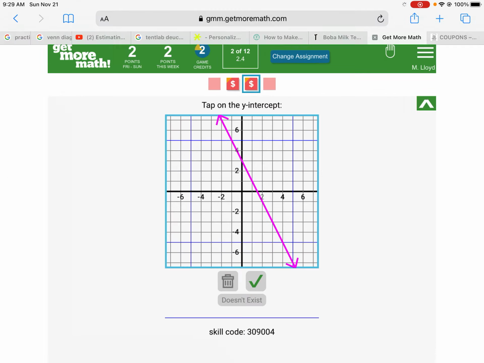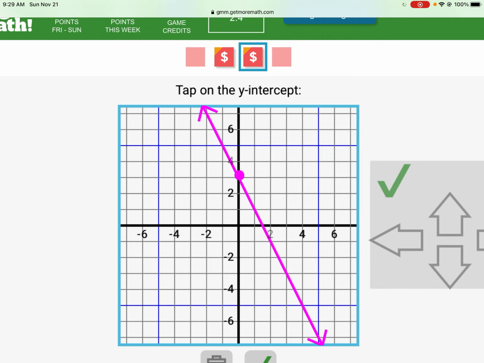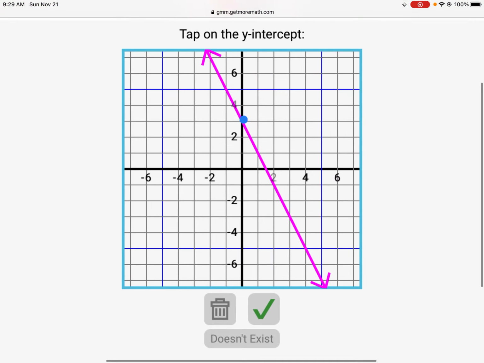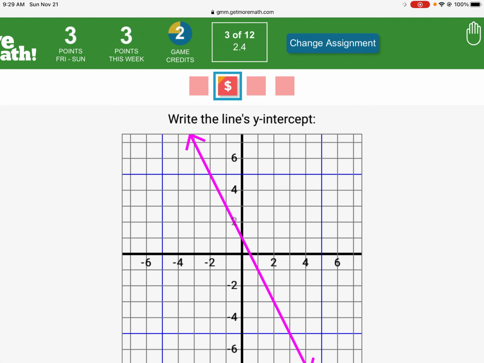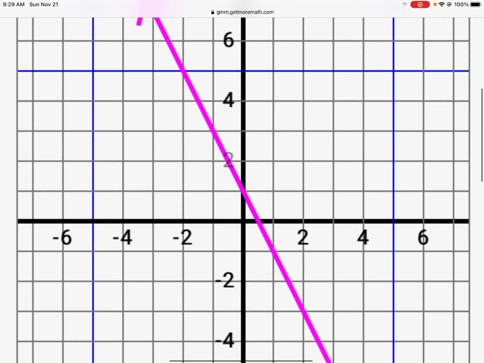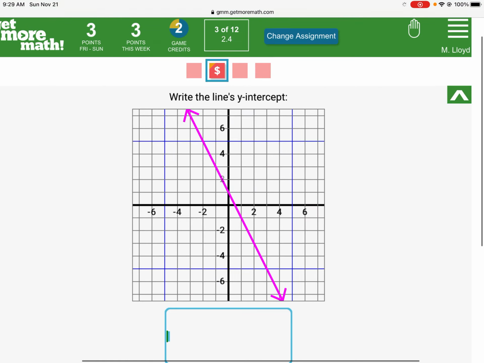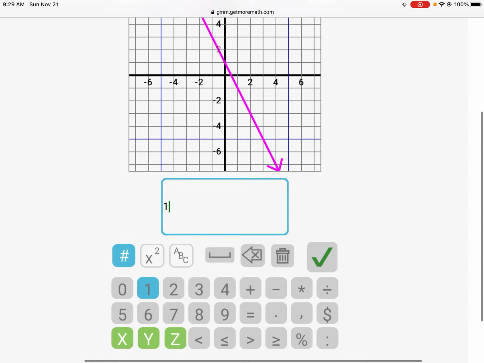All right, third style of question. This is a little bit easier. Tap on the y-intercept. The y-intercept is here. That's the y-intercept, so done. And that blue dot probably isn't exactly on the spot, but I think they're going to give me credit for that. And finally, what's the line's y-intercept? The y-intercept is the spot where the pink line touches the y-axis. In this one, it is one space above the origin. That's positive 1. So I'll just come down here and type in a 1.